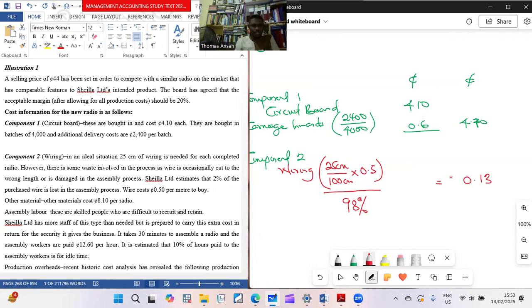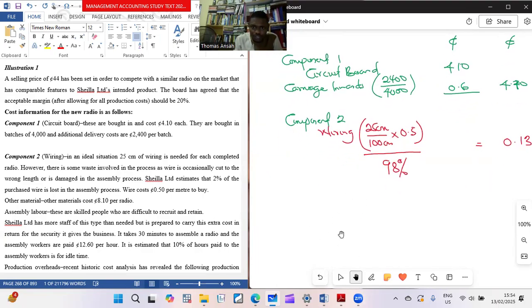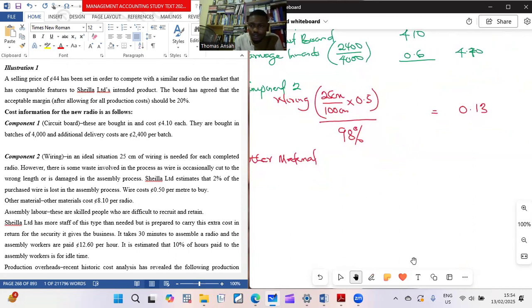The other material cost is 8.1 per radio, but we are now calculating our radio. So take note of that. So we will bring in other material cost per radio. Other material cost per one is 8.10. So that is what we need.